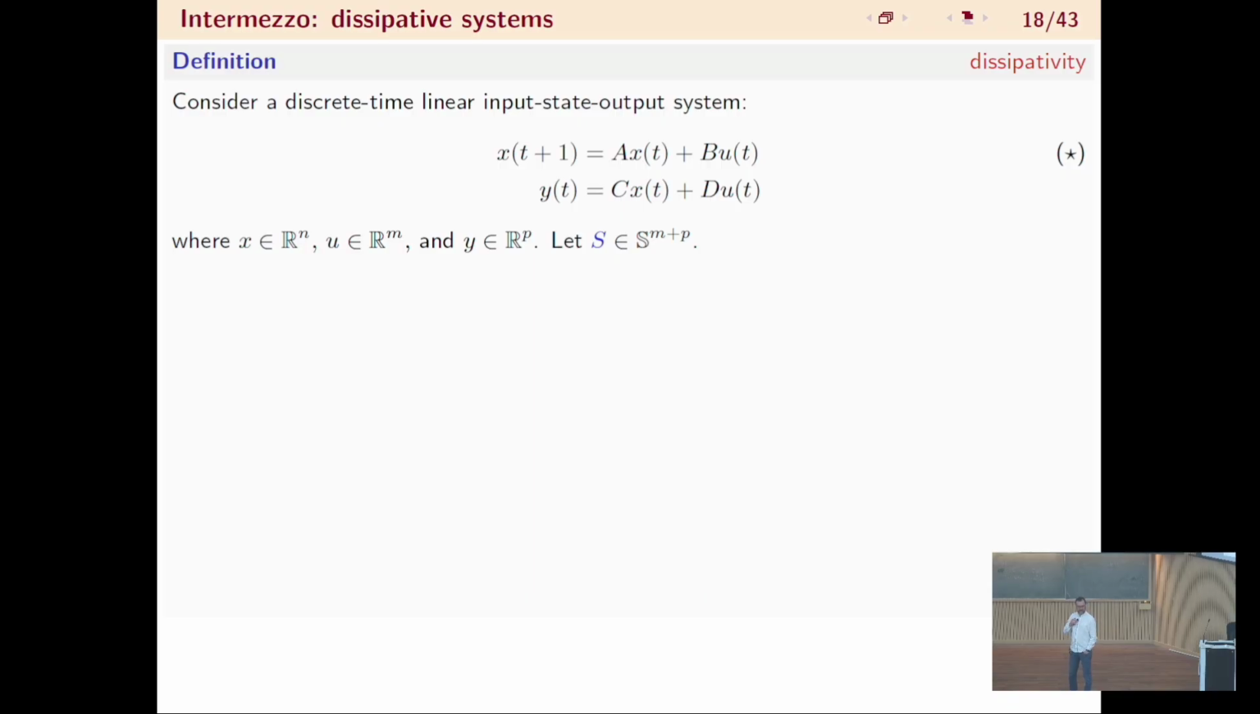Is this too close, maybe? Is this better?